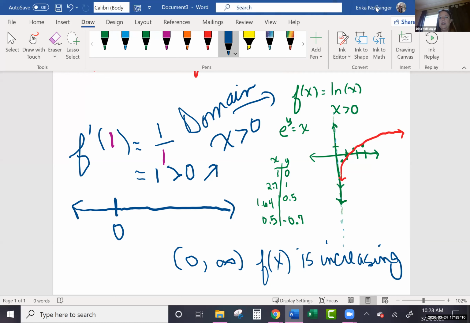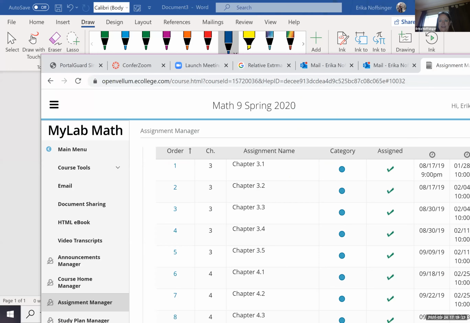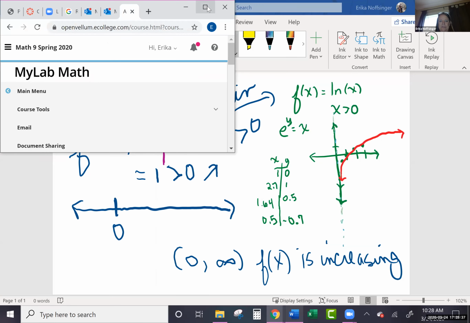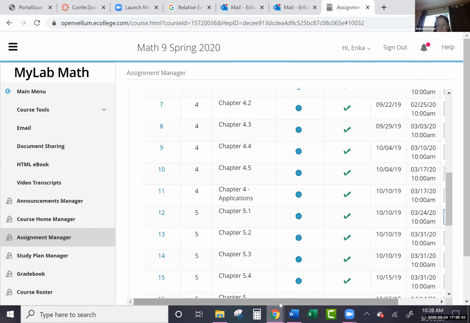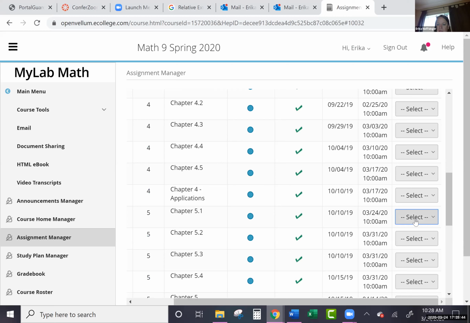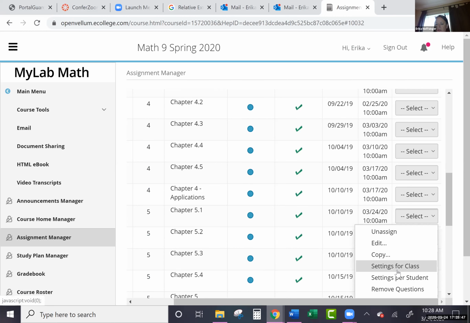I just pulled up my MyMathLab. I'm going to pull in the first question of 5.1 from MyMathLab. I believe I thought I already pulled it in, but let's do it again. 5.1, I'm going to look at preview.